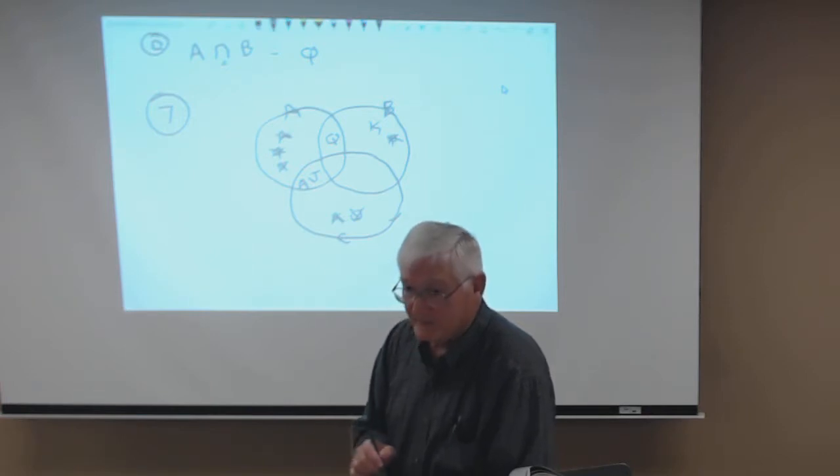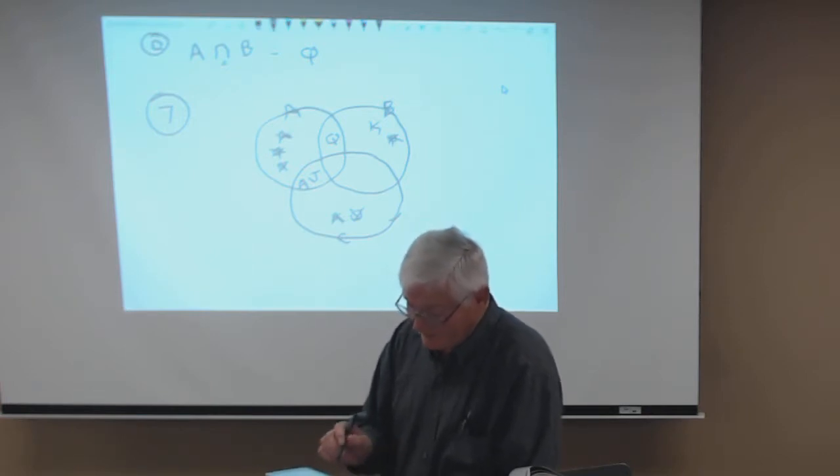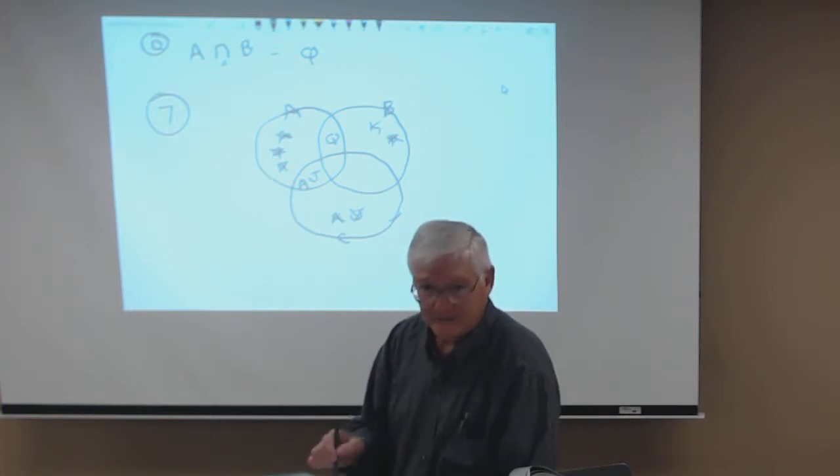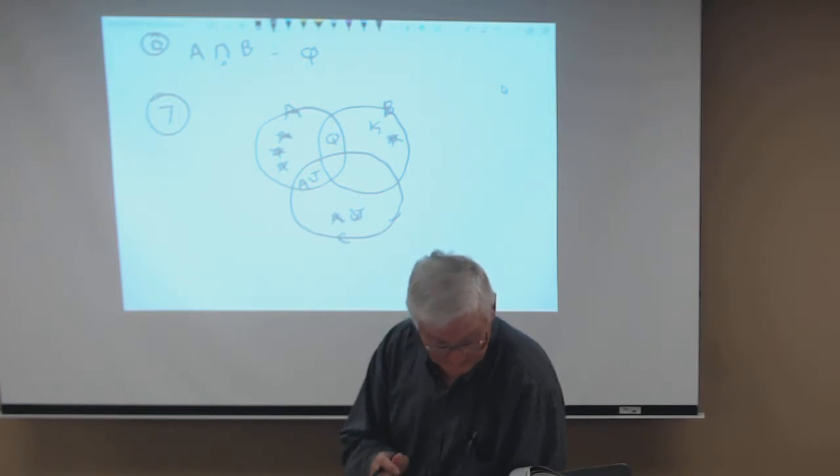Everybody follow that? So I've got my picture here where A has ace, jack, queen in it. B has king and queen. And C has ace and jack. Everybody see why I've put the stuff where I have in the picture? So now let's answer some questions.